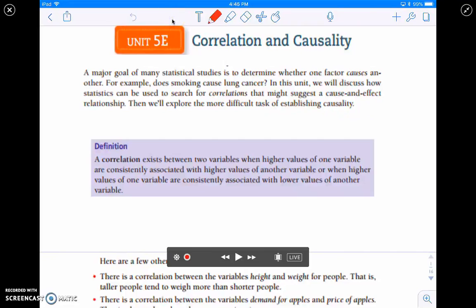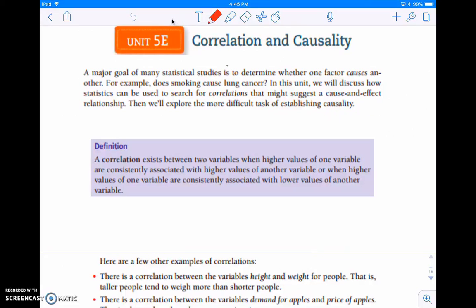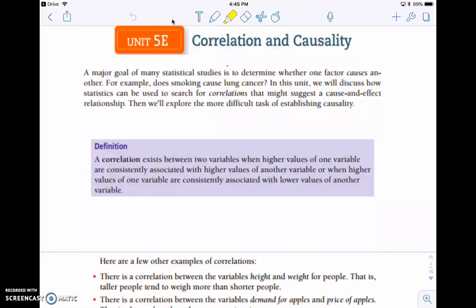Again, this is Unit 5E. We're looking at correlation and causality. So we'll be looking at what are called scatter plots in this, which is going to come from sets of data. And we're also going to be talking about different types of correlation: positive, negative, no correlation. And one thing that we need to be careful about in here is correlation and causation. They're not necessarily one and the same.